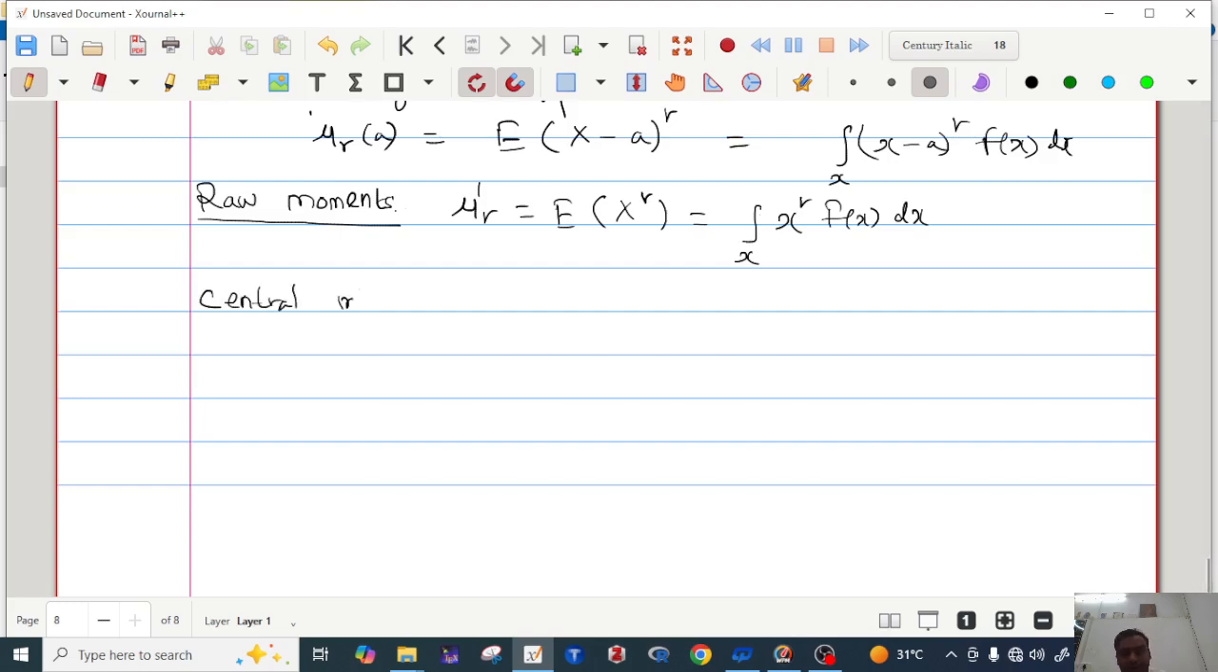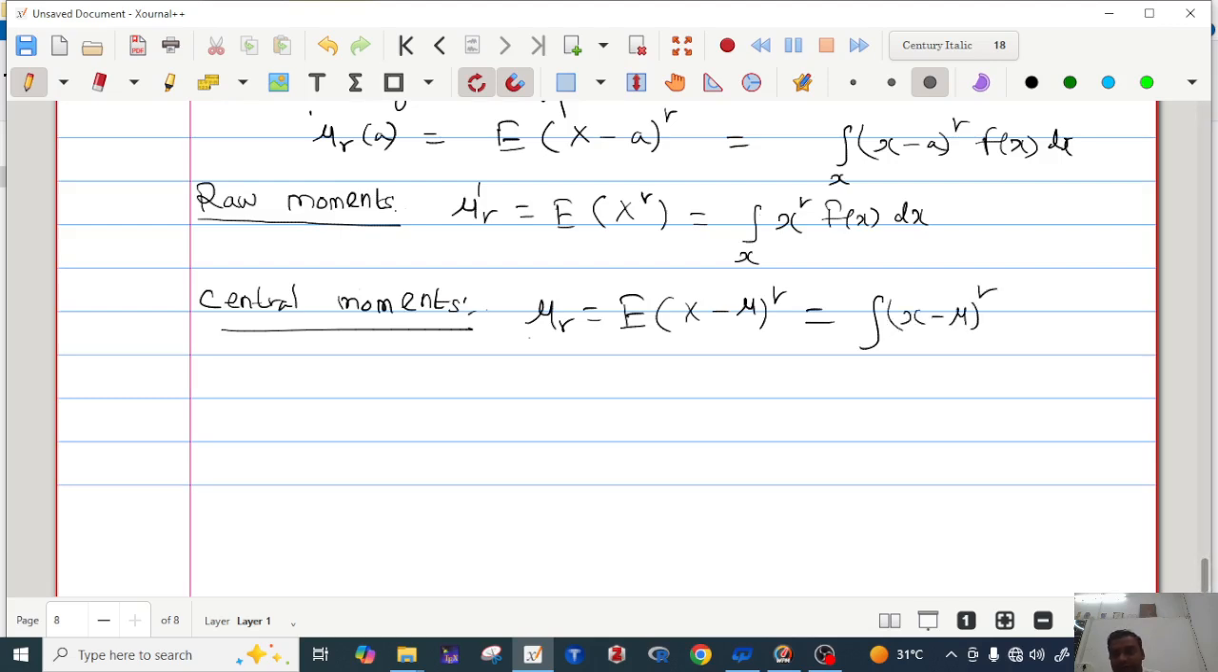And the next type is central moments. What are the central moments? Central moments are denoted by mu r. They are defined as E of x minus mean, because the mean is mu, raised to r. Integration of x minus mu raised to r f of x dx. So this way we have to obtain the central moments.